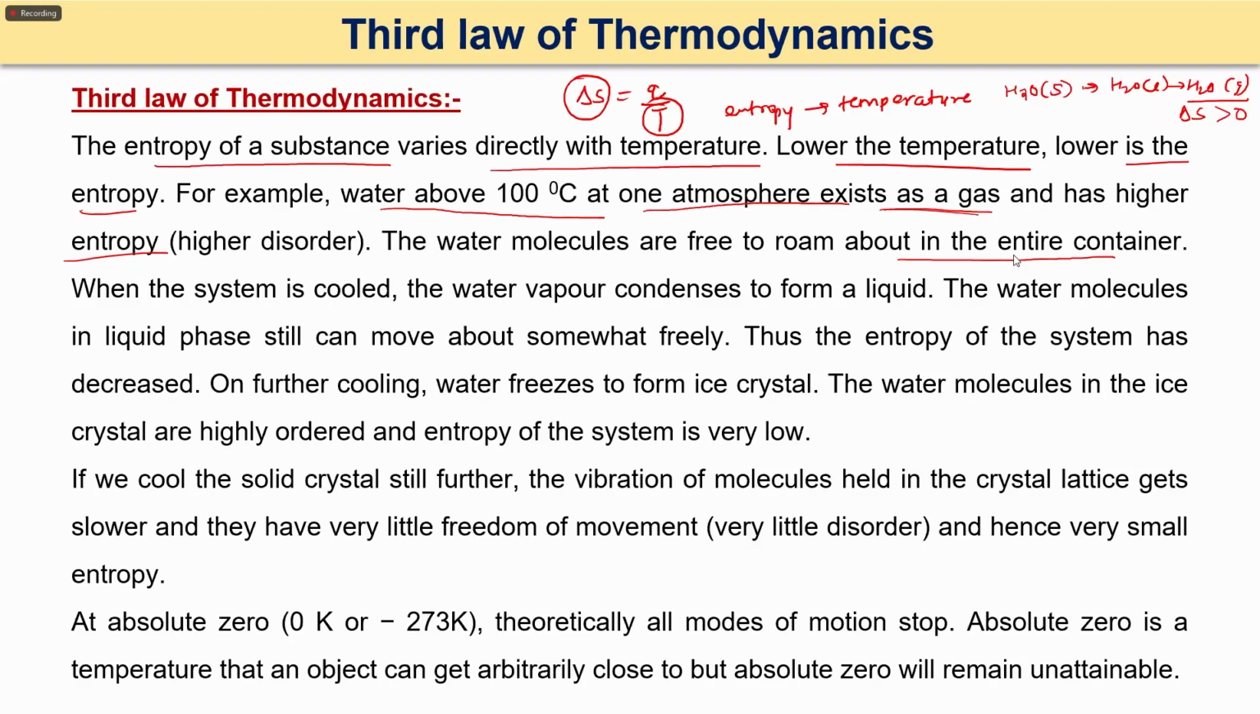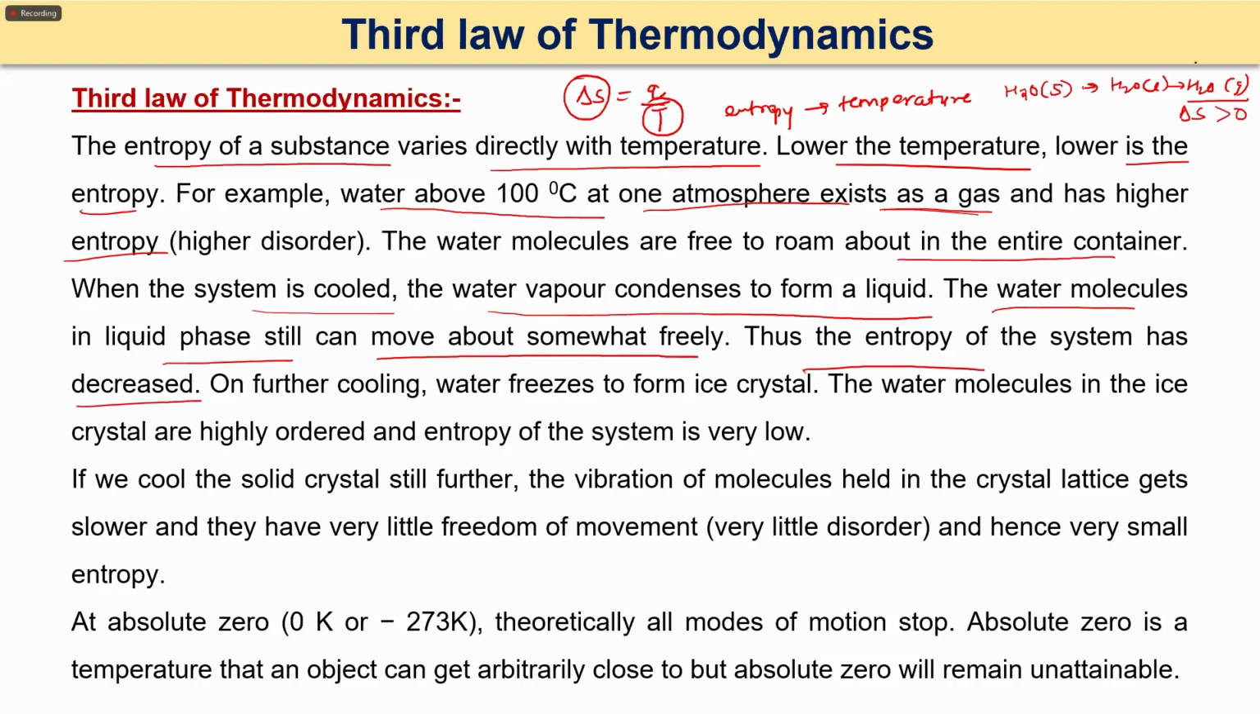Okay. The water molecules in the container are free to roam about the entire container, because they are in the gaseous phase. When you cool the system, the water vapor condenses to form a liquid. The water molecules in the liquid phase can move about only somewhat freely, because now they do not have as much space to move. There will be only very little movement, thus the entropy of the system has decreased.